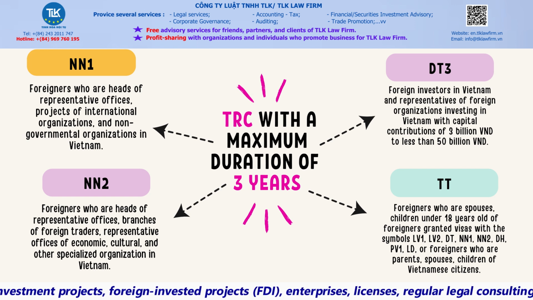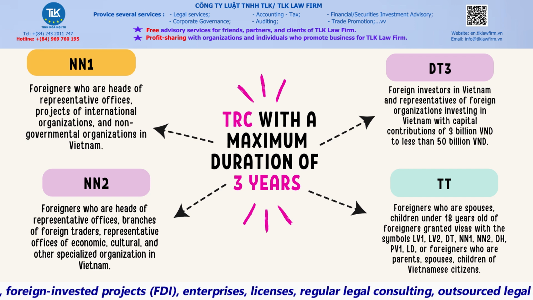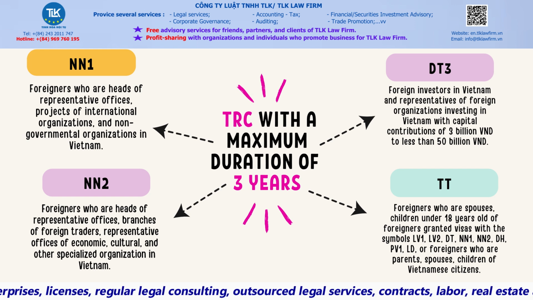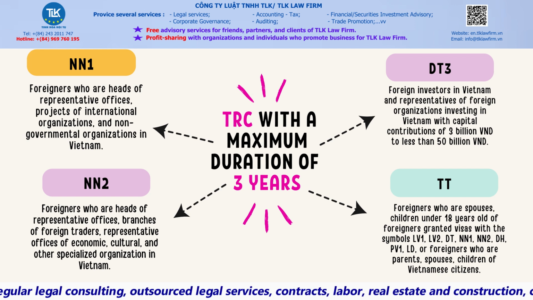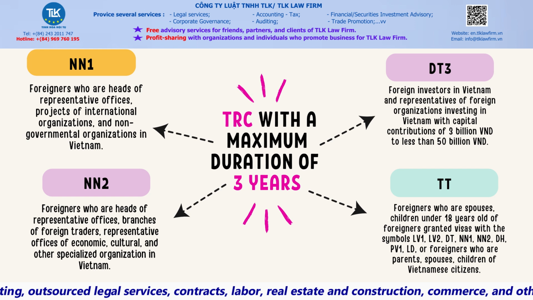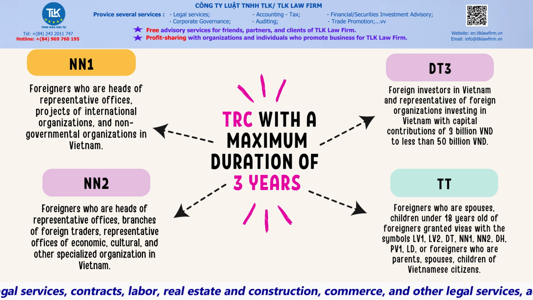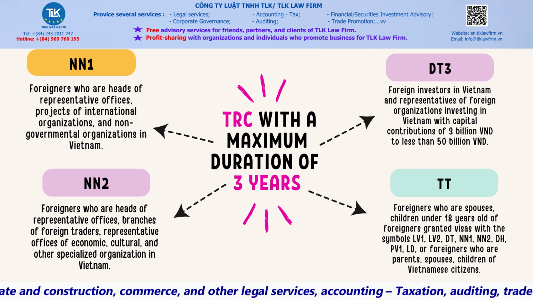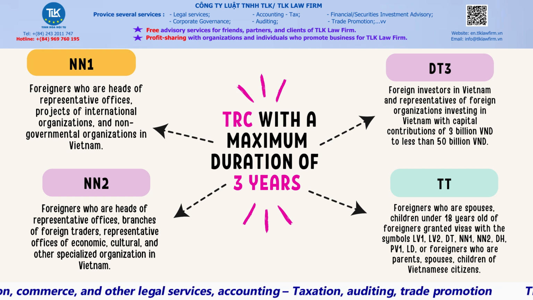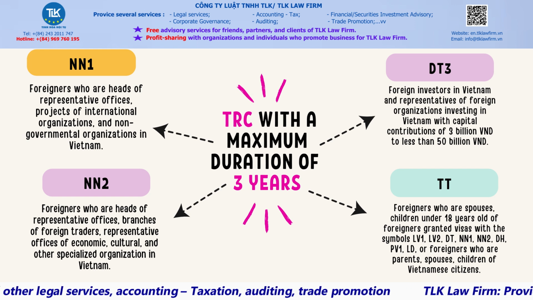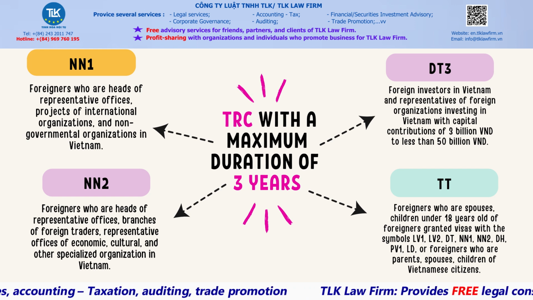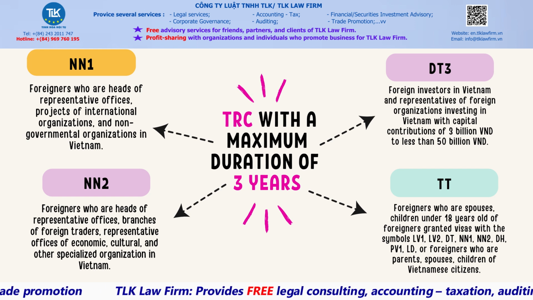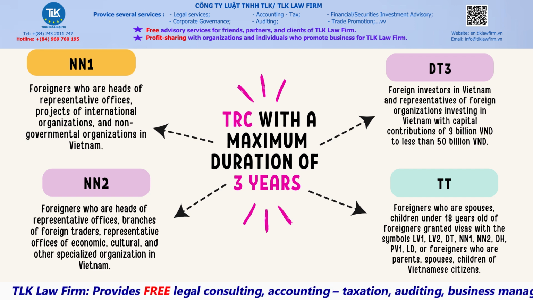3. DT3, for foreign investors in Vietnam and representatives of foreign organizations investing in Vietnam with capital contributions of 3 billion VND to less than 50 billion VND. 4. TT, for foreigners who are spouses, children under 18 years old, or foreigners granted visas with the symbols LV1, LV2, DT, NN1, NN2, DH, PP1, LD, or foreigners who are parents, spouses, children of Vietnamese citizens.